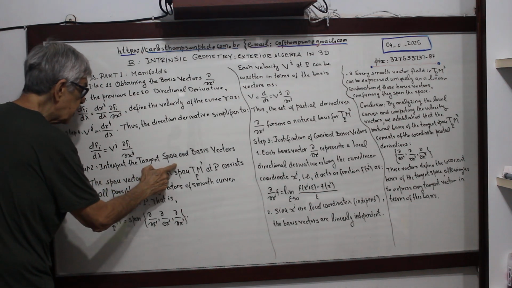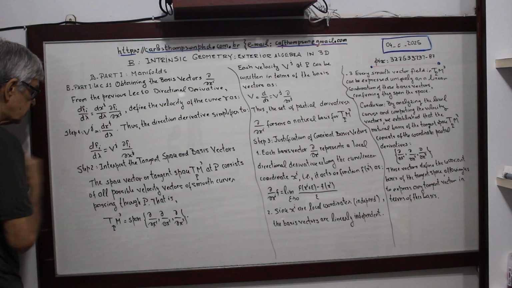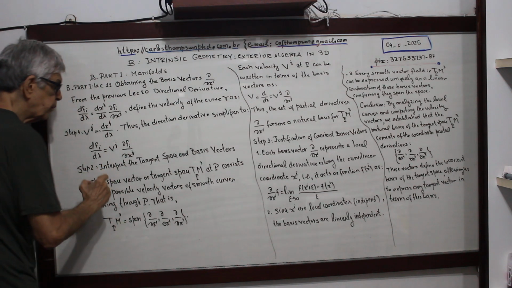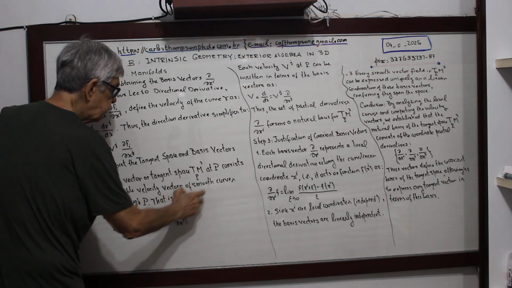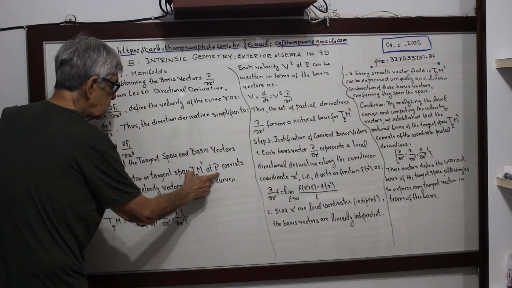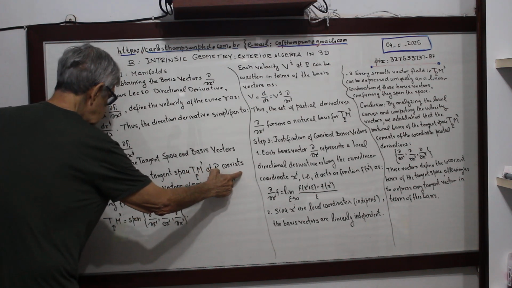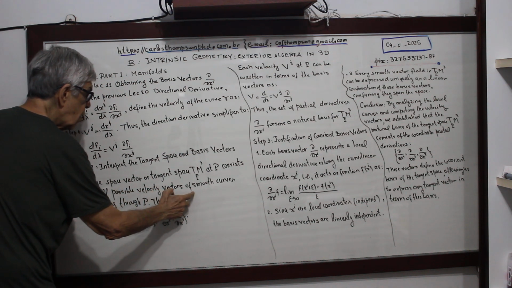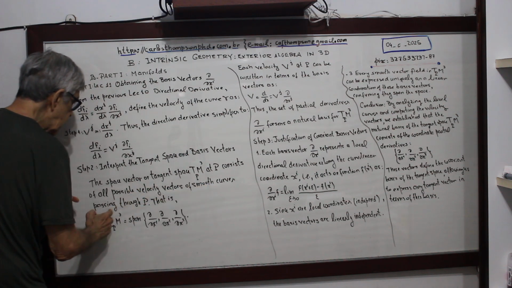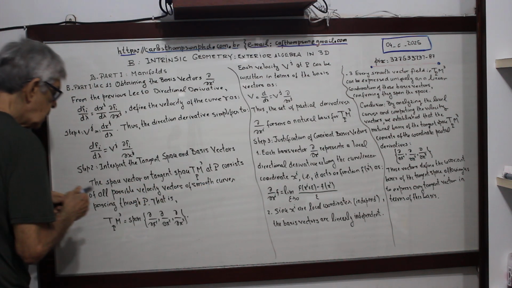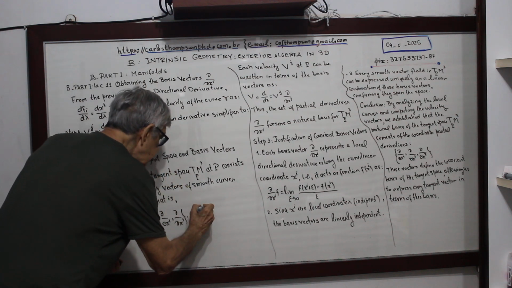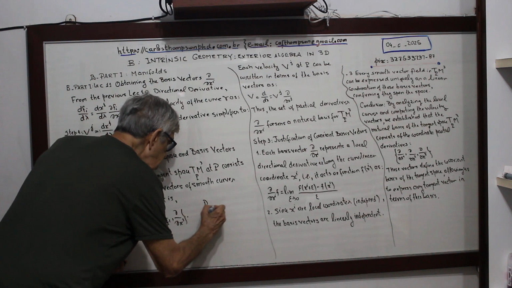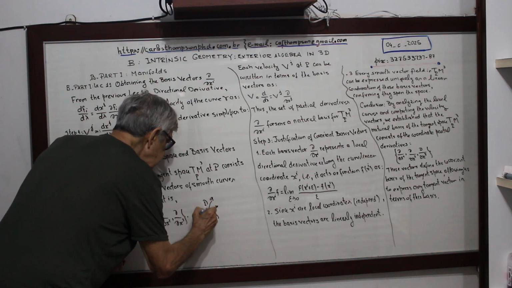Interpret the tangent space and the basis vectors. Now we're going to expand. So the vector space, or tangent space TP_M3 at the point P, consists of all possible velocity vectors of smooth curves passing through point P. You can see here there's a point P, and you have all possible vectors.